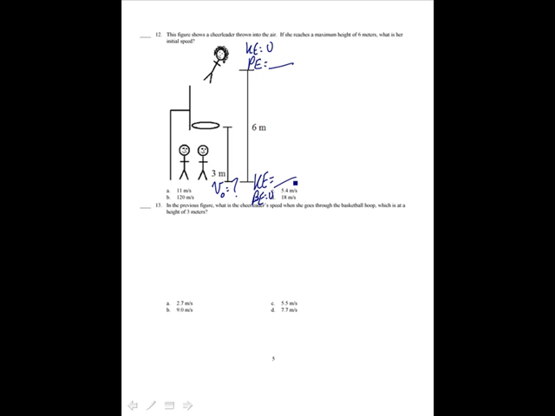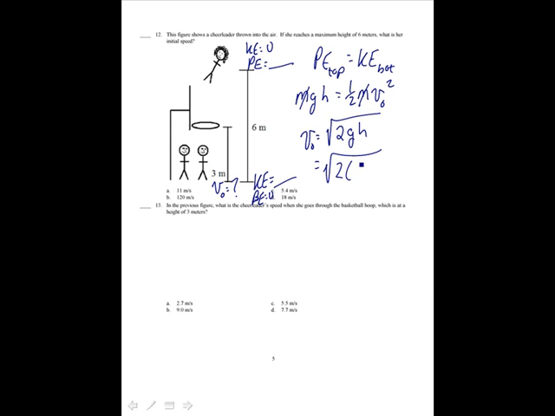Alright, so we want to set those two equal. That is, the potential energy at the top is equal to the kinetic energy at the bottom, and then we're going to solve for v. So this is mgh is equal to 1/2 m v_0 squared. Our masses cancel. Solving for v_0, it is the square root of 2gh. The square root of 2 times 9.8 times 6.